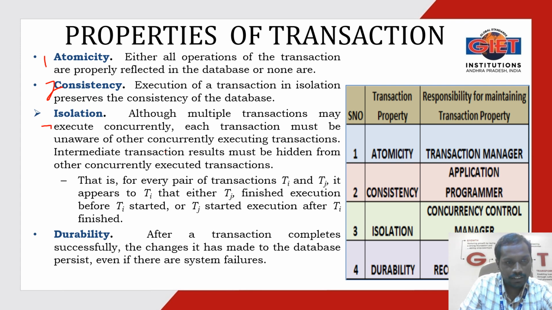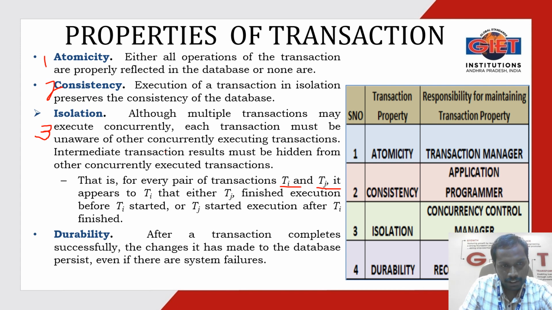And the third one is isolation. Here you can see that multiple transactions may execute concurrently. Each transaction must be unaware of other concurrently executing transactions. Intermediate transaction results must be hidden from other concurrently executed transactions. Here he has taken an example of two transactions, TI and TJ. TI may have some set of operations and TJ may have a set of operations with the data items or accounts involved in the transaction.